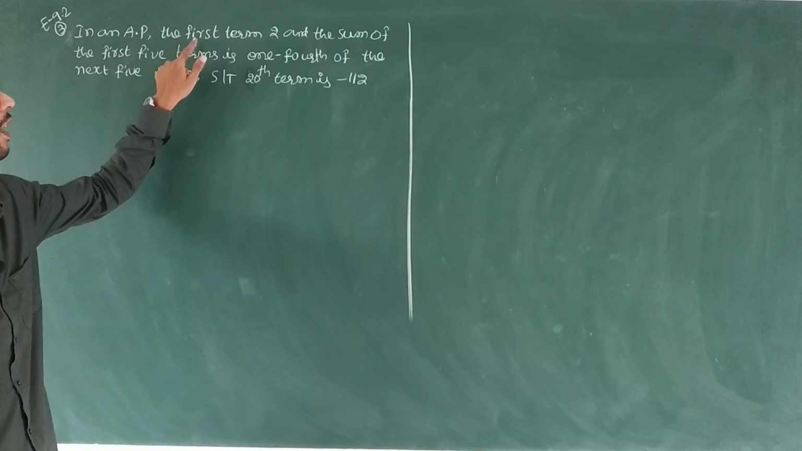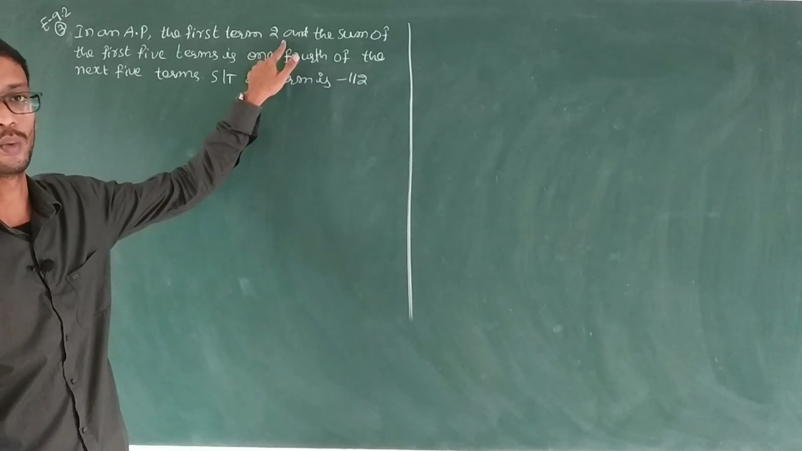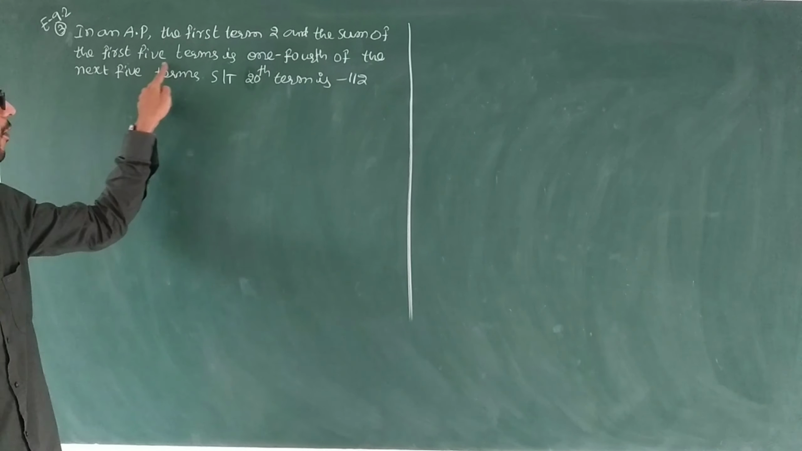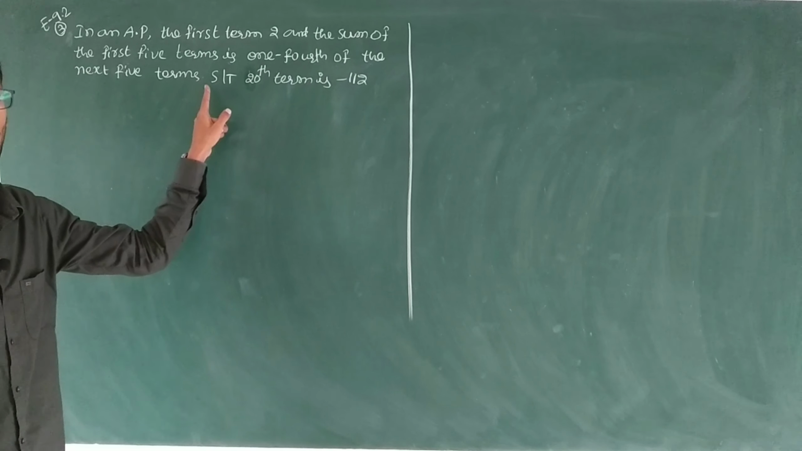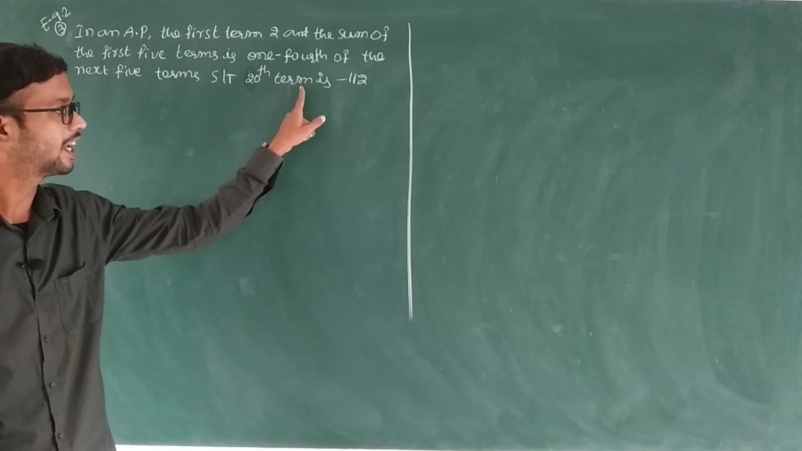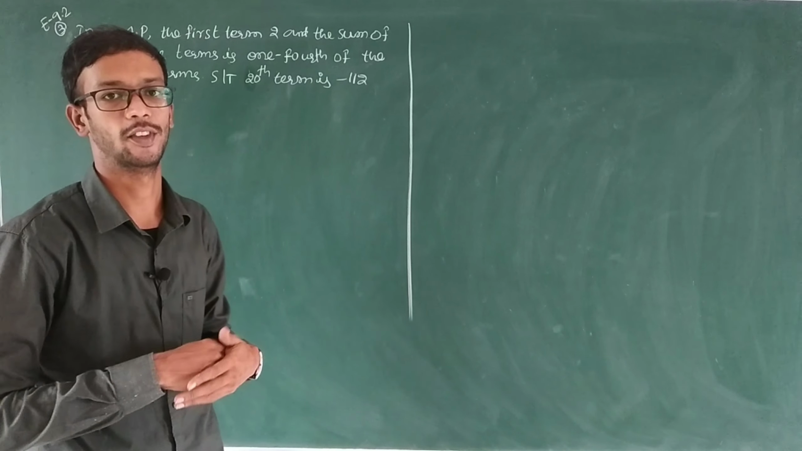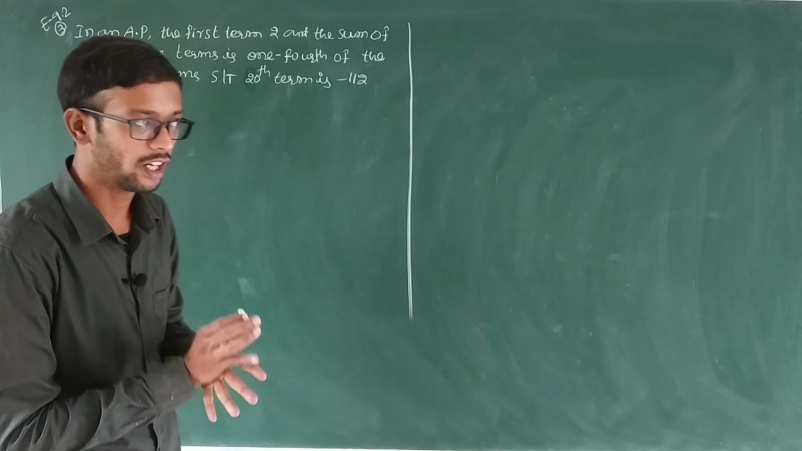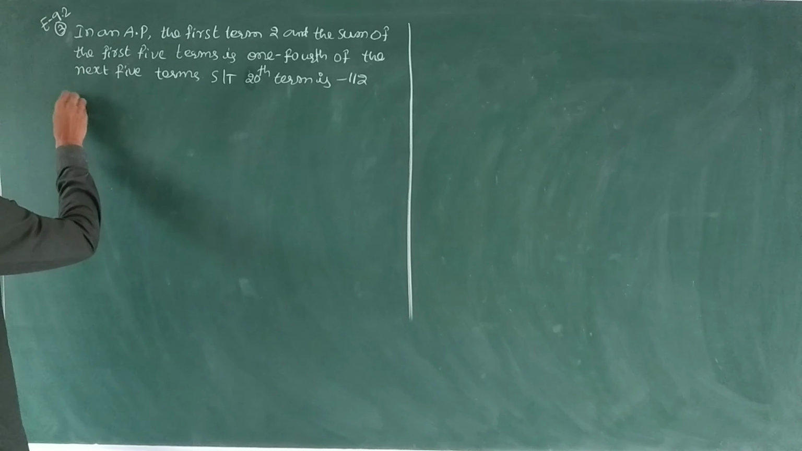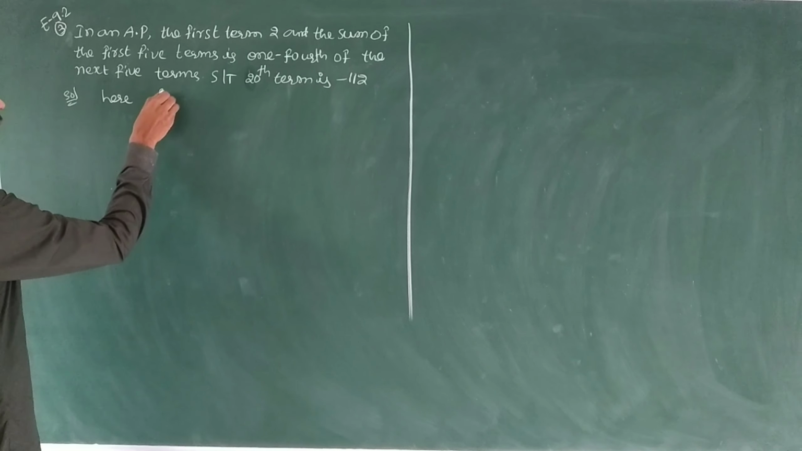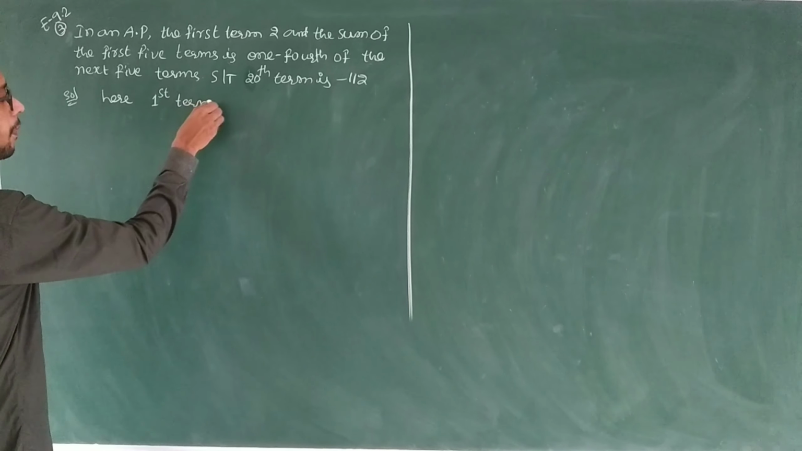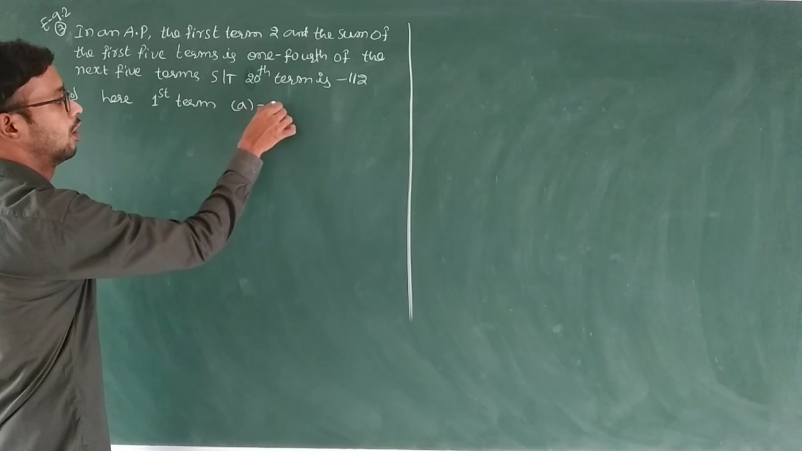In an AP, the first term is 2, and the sum of the first 5 terms is 1/4 of the sum of the next 5 terms. Show that the 20th term is minus 112. Here is one different problem. You see here, the first term a is equal to 2.